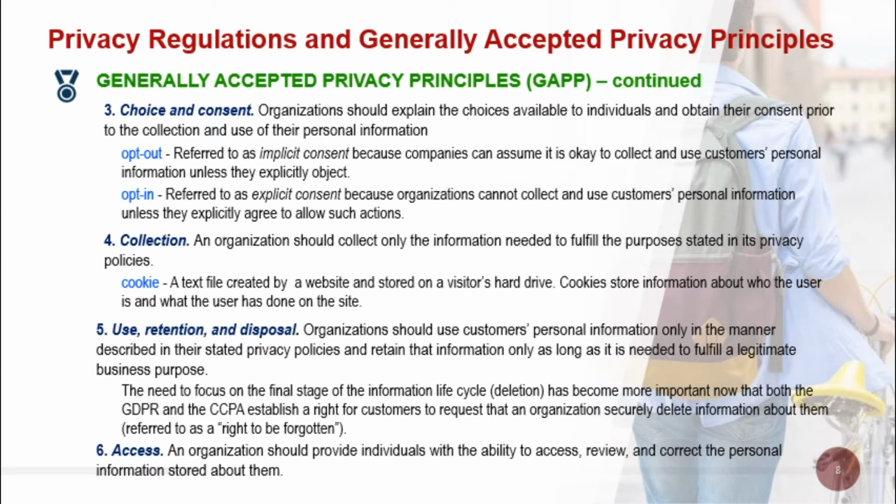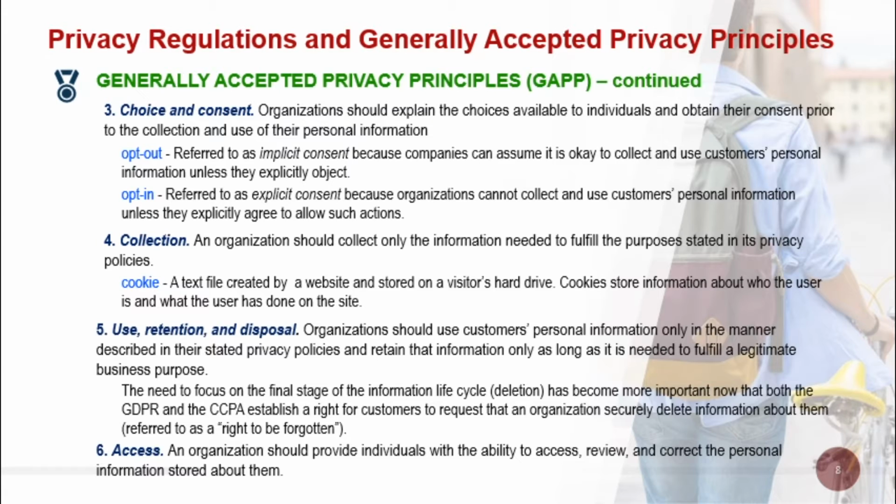And then fourth is collection. The organization should collect only the information needed. This is like the cookies I mentioned before: a text file created by a website that will be stored on the visitor's hard drive. So when we agree to the cookies, the cookies can see what we do with our laptop or computer when we go to their website. With this kind of information, the organization can understand what kind of information is needed by the customer.